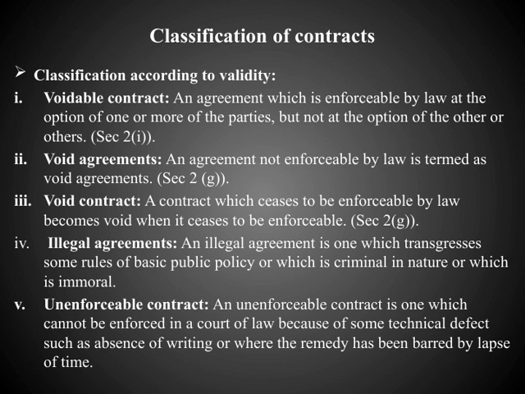We also need to consider illegal agreements. These are contracts that violate some fundamental rules of public policy, or are criminal in nature, or are immoral. Such agreements are not just unenforceable, they are against the law and public interest. Finally, there's the category of unenforceable contracts. These are contracts that, due to technical defects, like missing a written form or because the time limit for enforcement has passed, cannot be enforced in a court of law. Despite being valid in substance, they cannot be upheld legally due to these procedural issues.